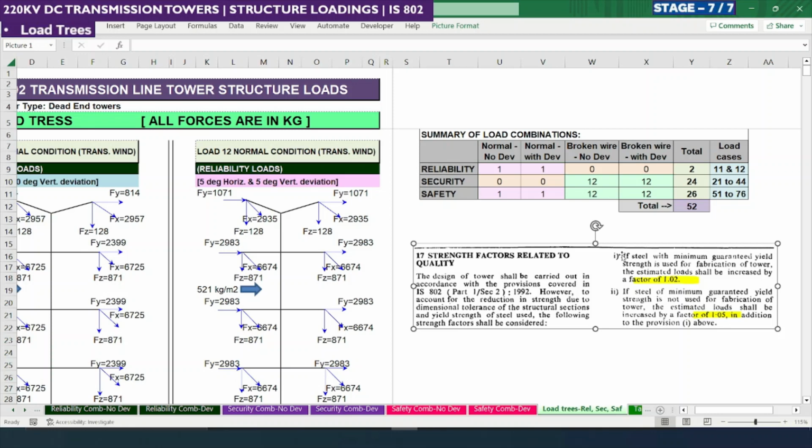So how we need to apply these safety factors: in IS 802 Part 1, Section 2, it is given under clause 17. Depending upon the quality of steel, we need to assume one of two factors, 1.02 and 1.05.